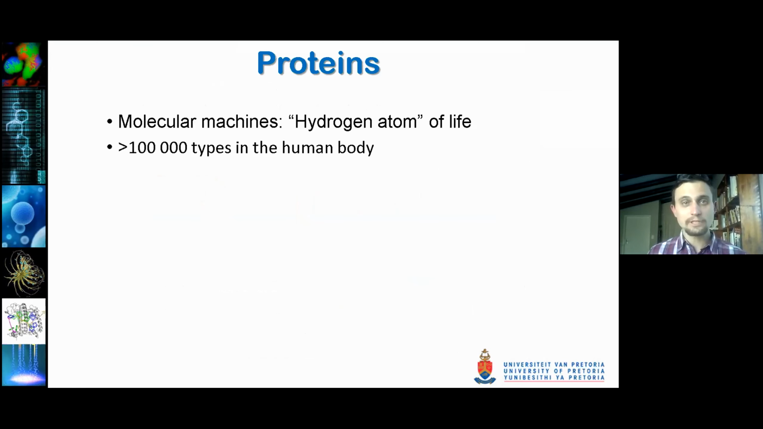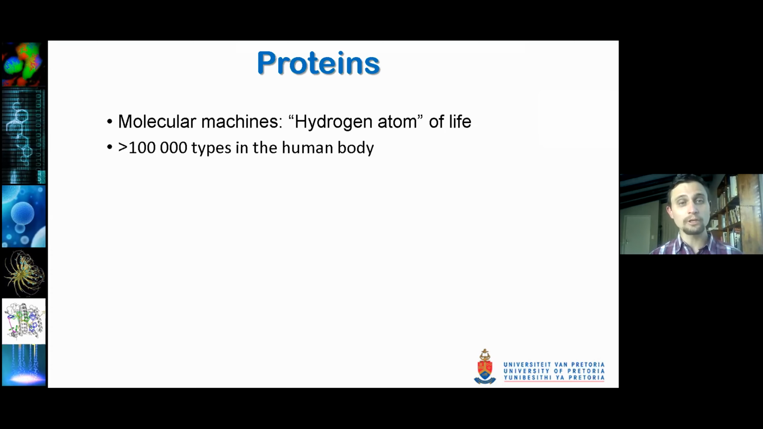So that brings us to proteins. Proteins are really fascinating systems because they are responsible for basically all the functions that happen in all the cells of all organisms. They are really the workhorses of the cell. Proteins are molecular machines. They are nanoscaled machines. Each of them has a different function, and they're just marvelous systems. Some people call them the hydrogen atom of life just because of their importance in biology.